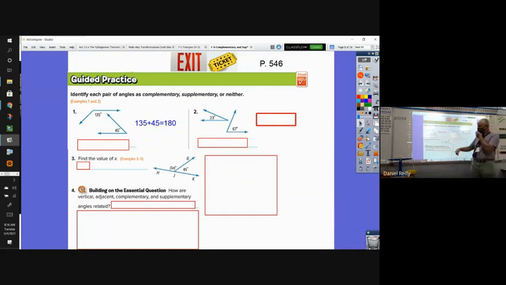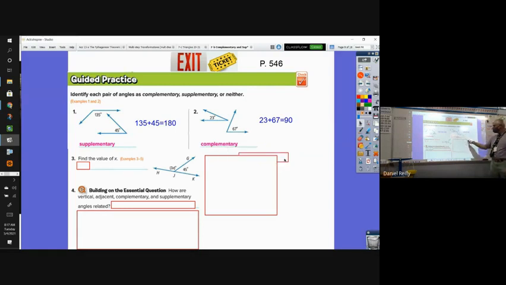Therefore, these two angles are supplementary. These two angles add up to 90 degrees. Therefore, they are complementary. This angle is 180 minus 45 because they make a straight line. 180 minus 45 is 135 degrees.